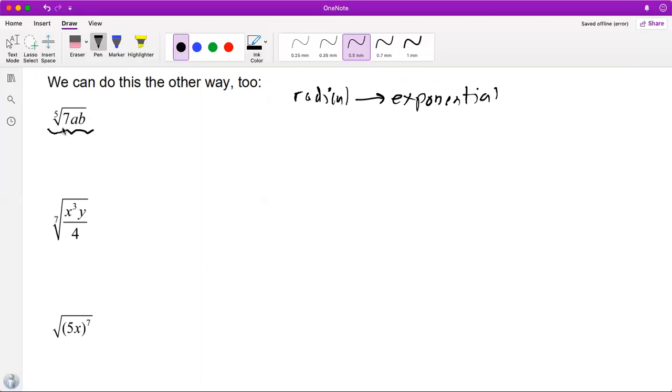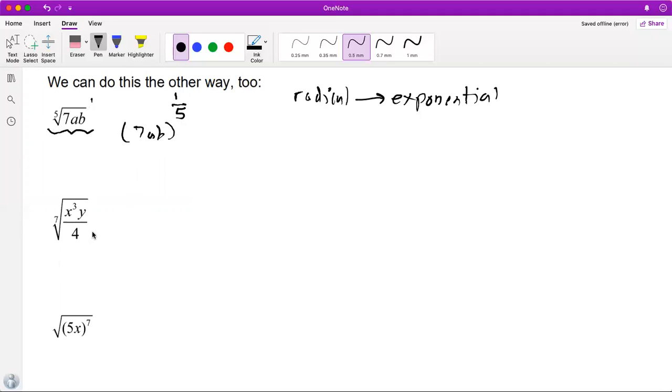I look at this and I say, well, 7ab is the thing in the radicand, so that goes in parentheses. The power this thing is raised to is 1 because there is no power, and the index is 5, so power over index. The index is 5, the power is 1, so 1 over 5: 7ab to the 1/5.